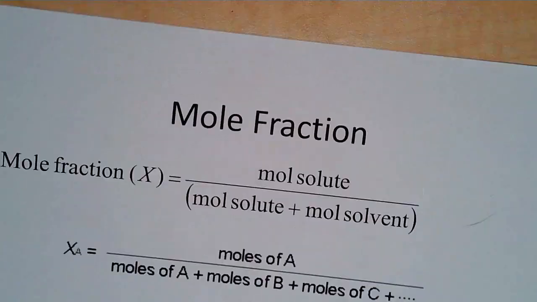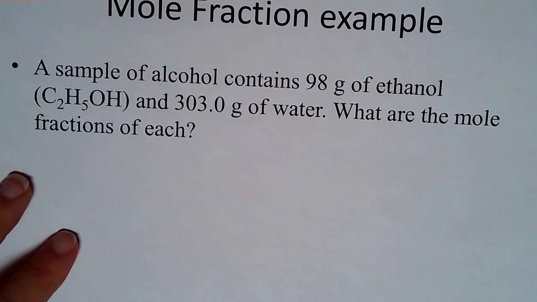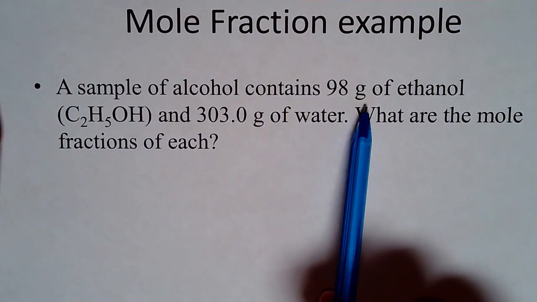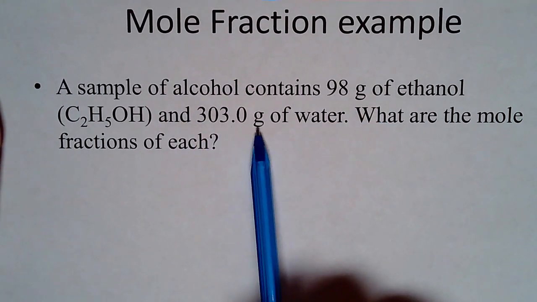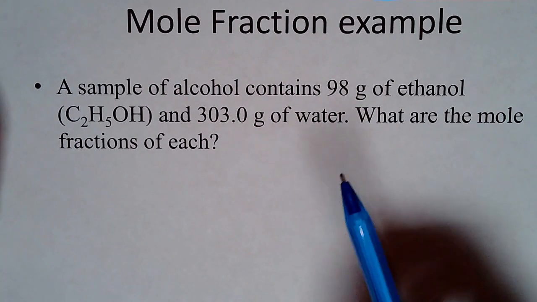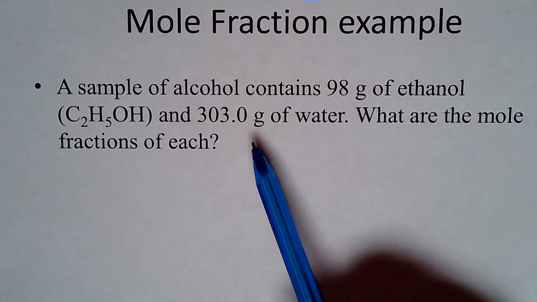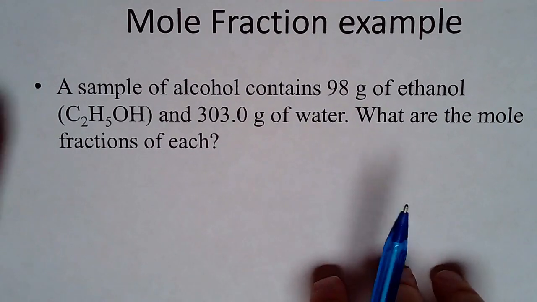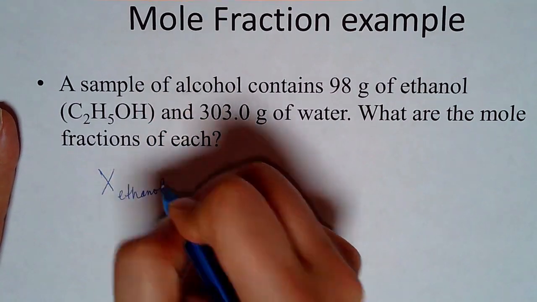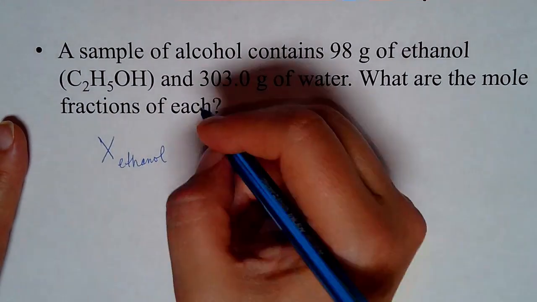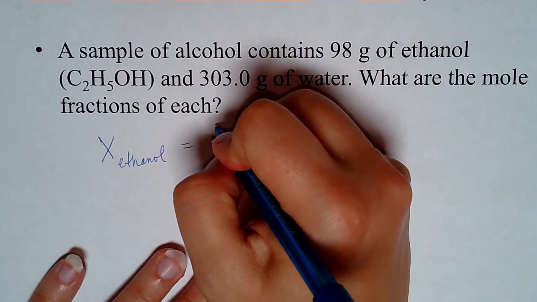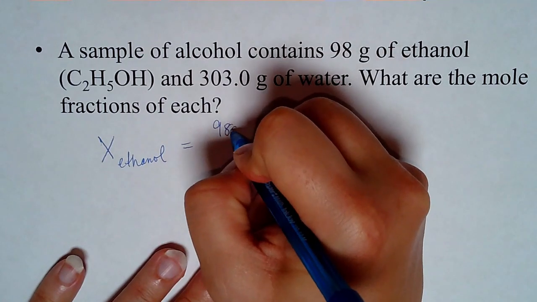Alright, so we'll do one example with our mole fraction. We have a sample of alcohol that is 98 grams of ethanol and 303 grams of water. What are the mole fractions of each? Alright, so we have grams of both our solute and our solvent, and we need to turn those into moles. So let's do the mole fraction of ethanol first. Alright, so large X, ethanol. We need to have our moles on the top. So I'm going to have 98 grams of my ethanol.